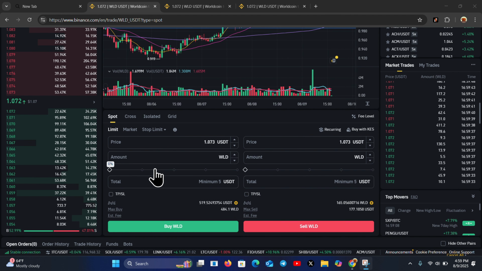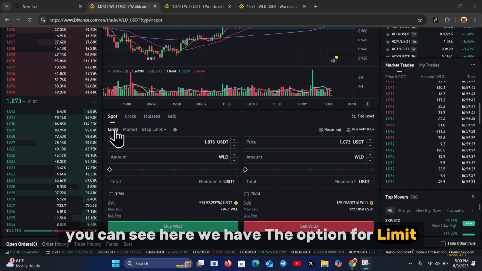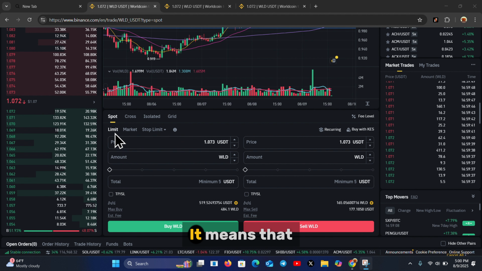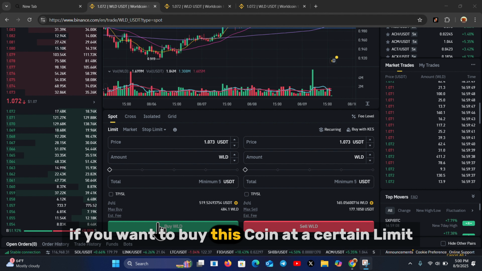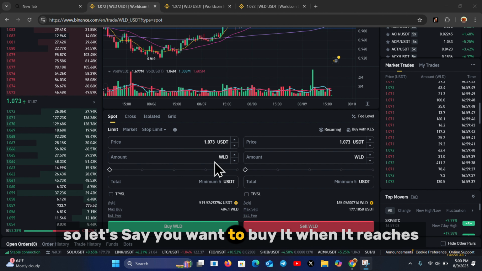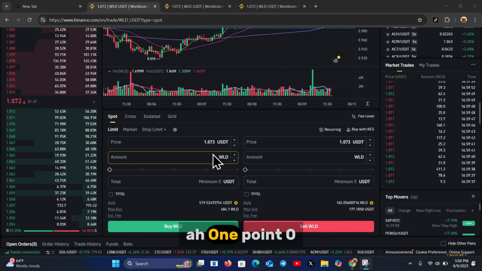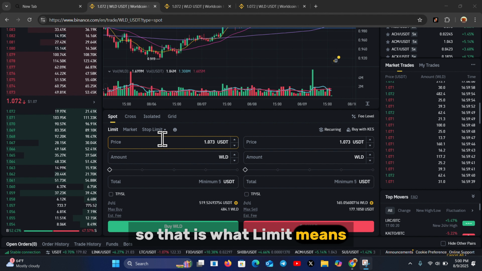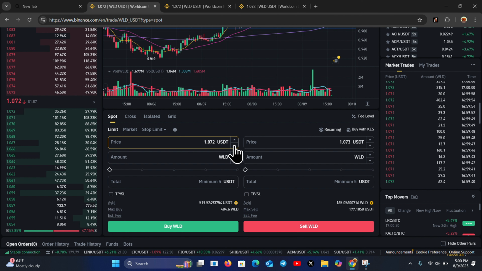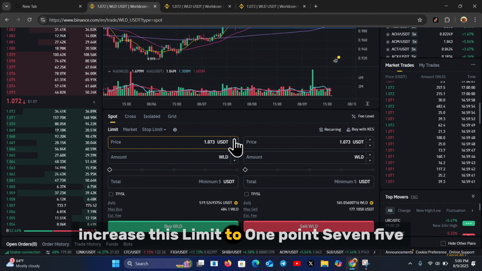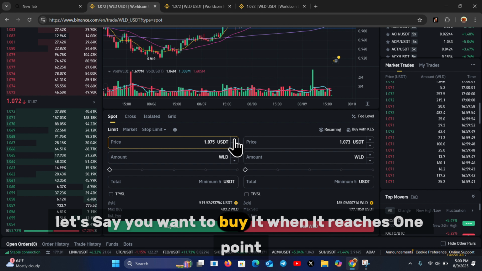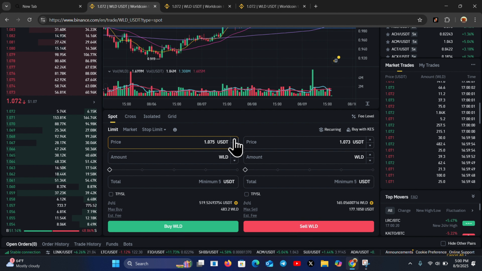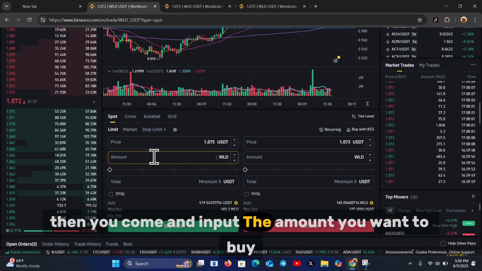In this tab for buying, you can see we have the option for limit, market, and stop limit. Limit means that, let's say, you want to buy this coin at a certain limit. Let's say you want to buy it when it reaches 1.075 USDT. That is what limit means. So you just input that limit, 1.075.